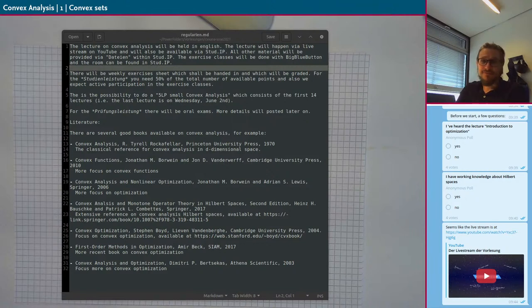It's an extensive reference, so it cannot really be used to read it from cover to cover. But if you want to look something up, then that's the way to go. Everything about convex analysis is in there, I guess.